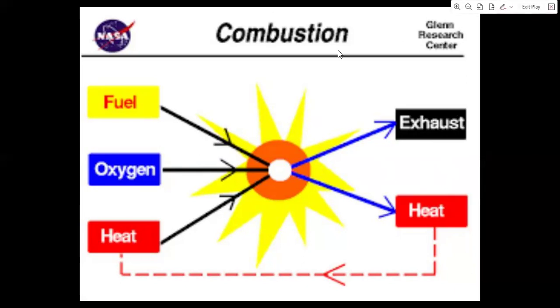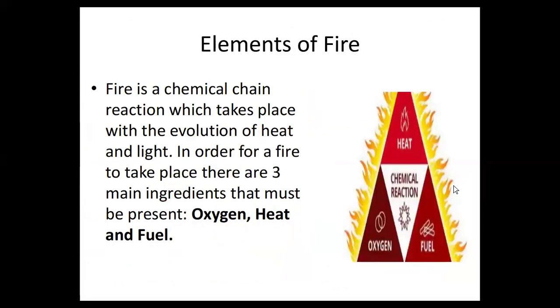Again, for combustion to occur, we need three: the fuel, the oxygen, and the heat. And the products would be our exhaust, the gases, the flue gases, and at the same time, our heat. Fire is a chemical chain reaction which takes place with the evolution of heat and light. In order for a fire to take place, there are three main ingredients that must be present: oxygen, heat, and fuel. As we mentioned earlier, remove one and the combustion will not occur.